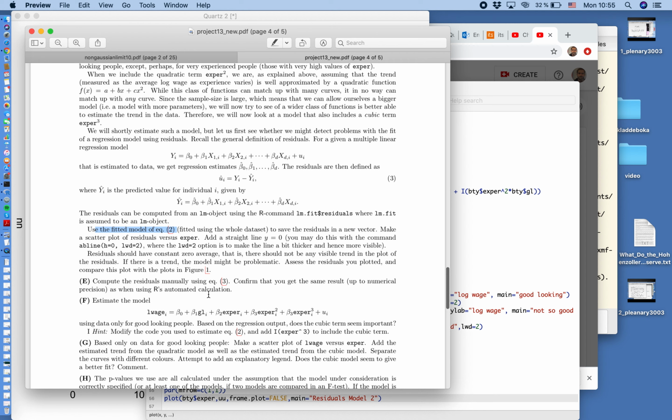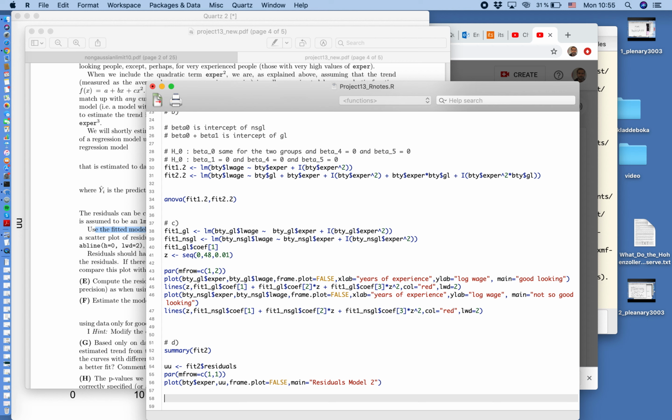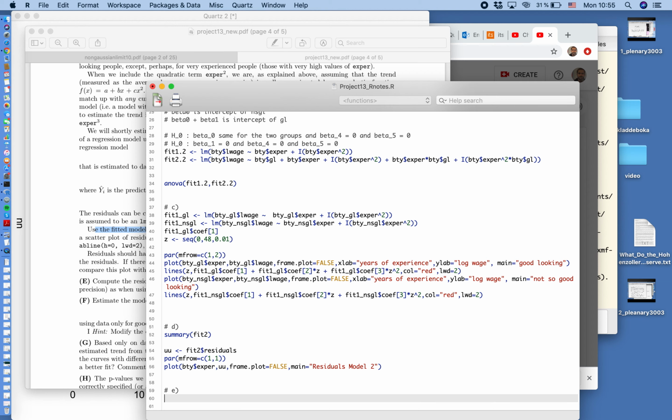So in the next exercise, we are to compute the residuals manually using equation 3, so this equation. So let's do that carefully. I also just want to say there are some exercises on residuals in the extra math exercises, and some are in the exercise set. So please do those. We could just get the residuals out of this LM object fit2. Now we are to compute the residuals manually.